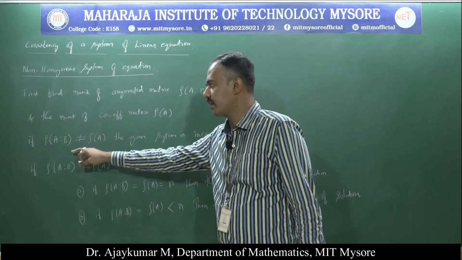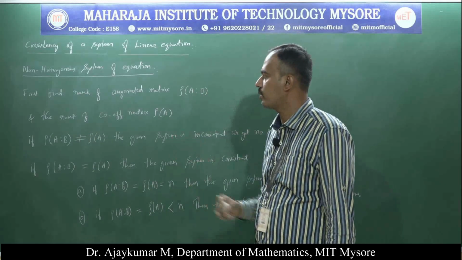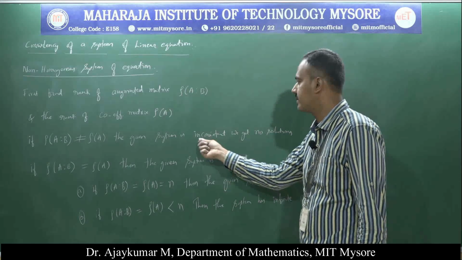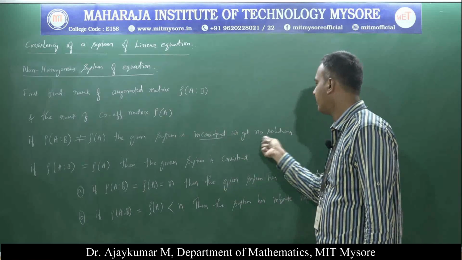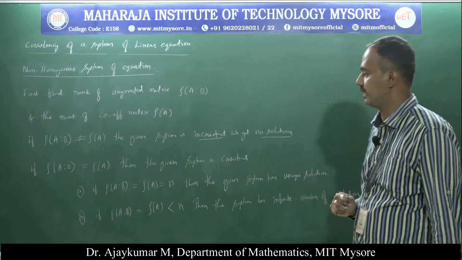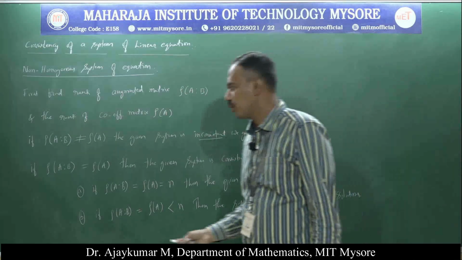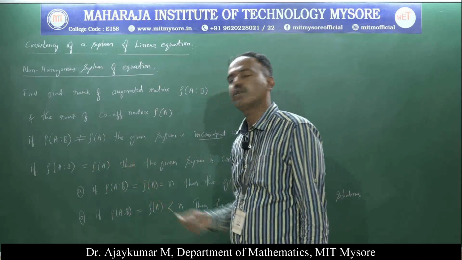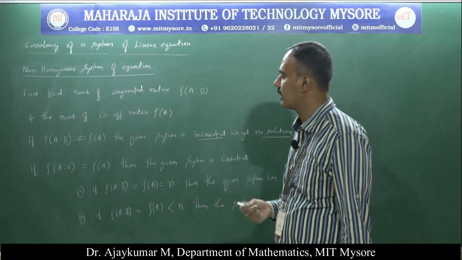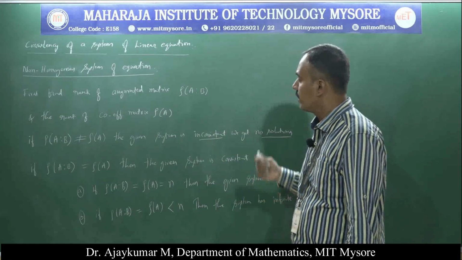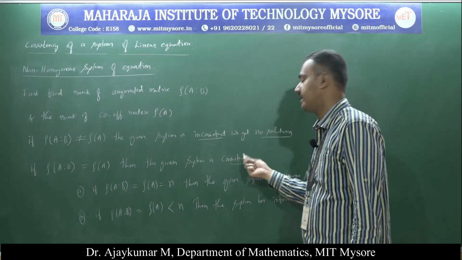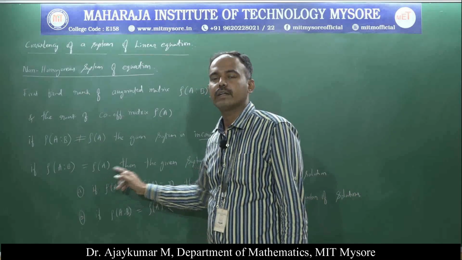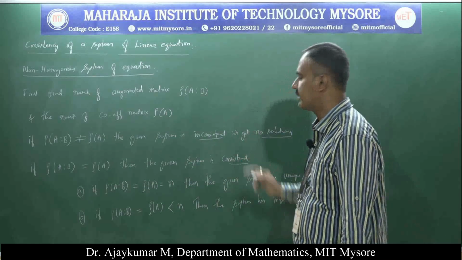Suppose the rank of the augmented matrix is not equal to the rank of the coefficient matrix. In such cases the system is inconsistent and we get no solutions. That is the important thing here. Now what about the next one? Suppose the rank of the augmented matrix is equal to the rank of the coefficient matrix, then the given system is consistent.